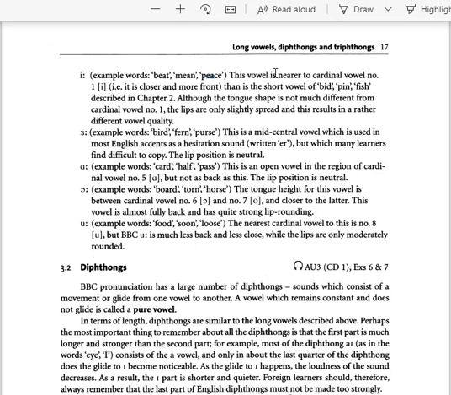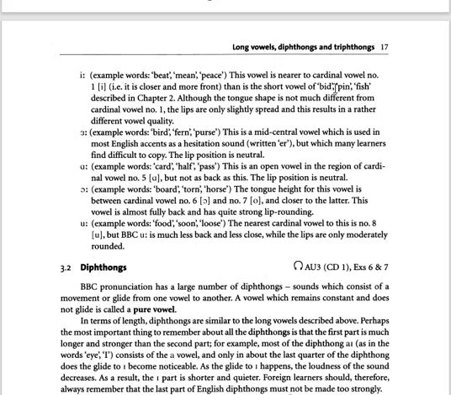This vowel is nearer to cardinal vowel number 1, that is to say it is closer and more front than is the short vowel of bid, pin, fish. You look at the middle of this word: there's the short vowel in bid, in pin also, and in fish as well. In cardinal vowel number 1, the lips are only slightly spread, and this results in a rather different vowel quality.